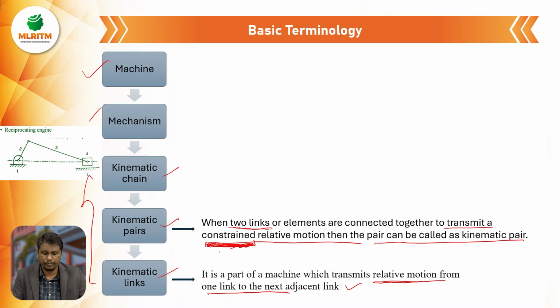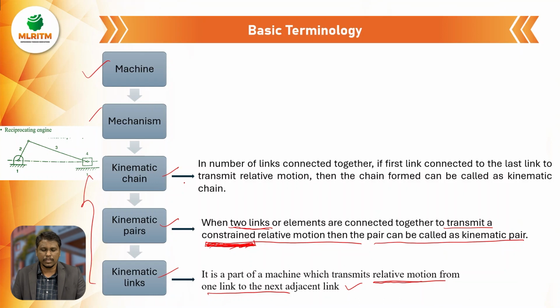So the first one should transmit relative motion from one link to the next adjacent link. And the second one is the kinematic pair. The definition is when two kinematic links are connected together to transmit a constrained relative motion, then the pair can be called a kinematic pair. After joining two links, if they can make the motion, then only it is called a kinematic pair. And the third one is the kinematic chain.